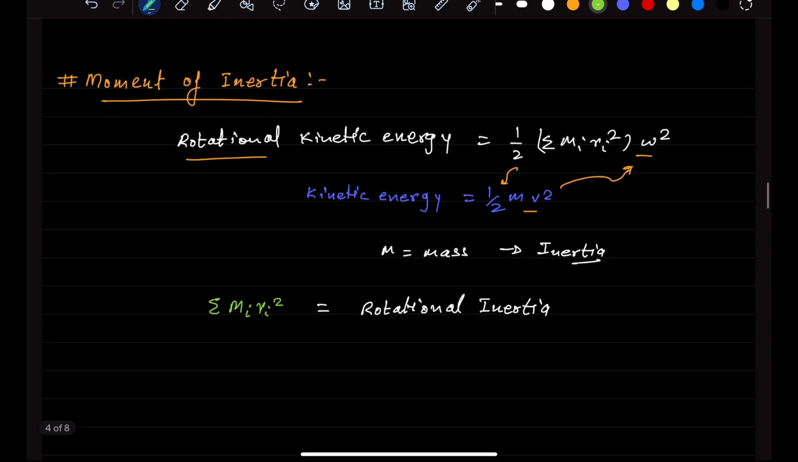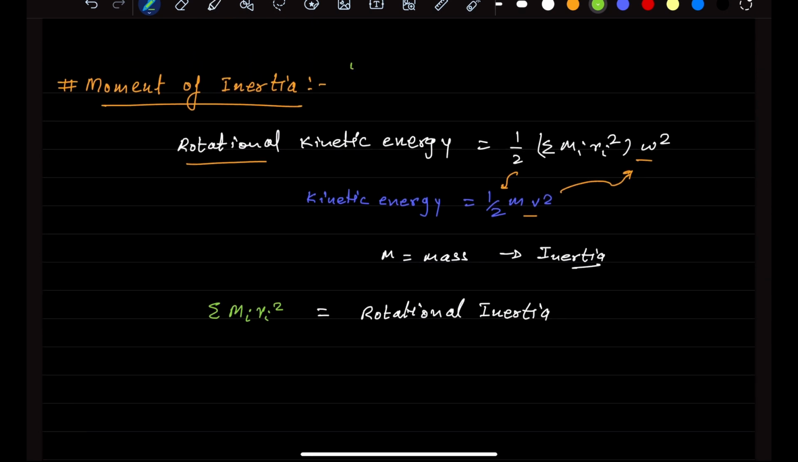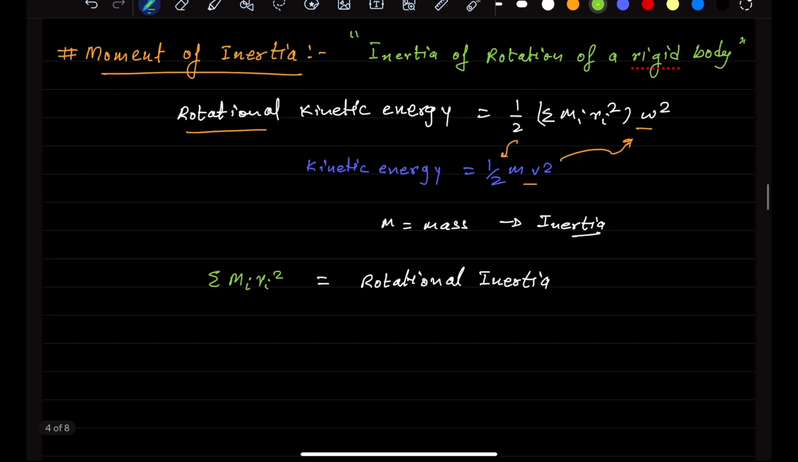What is moment of inertia? Moment of inertia is the inertia of rotation of a rigid body. I hope you are getting this, right? There is no doubt in this. Inertia of rotation, we are calling it the moment of inertia, as the inertia of the translation we are calling the mass.